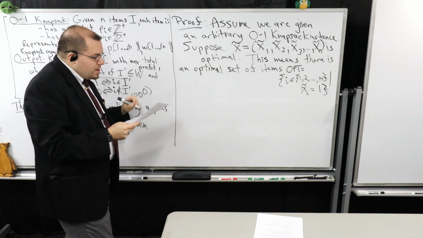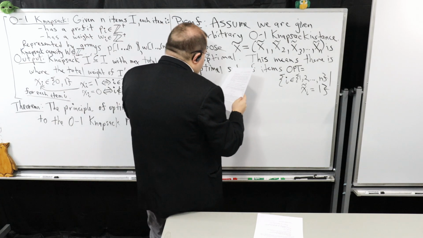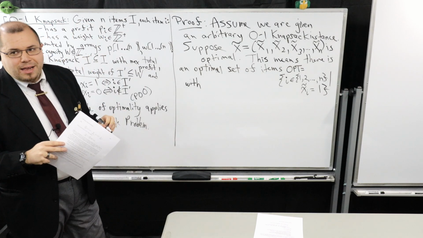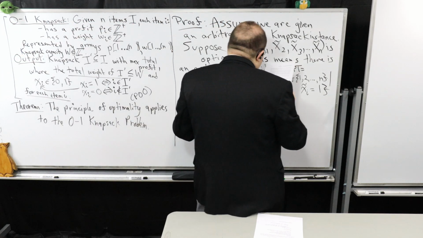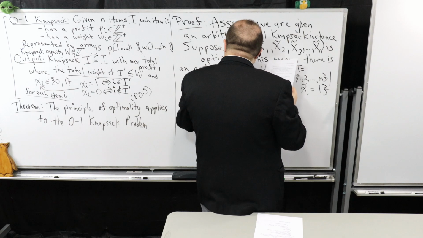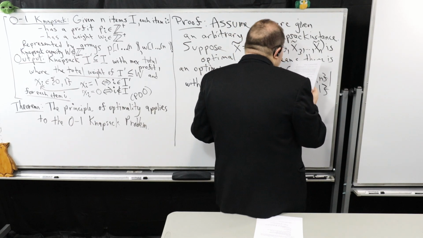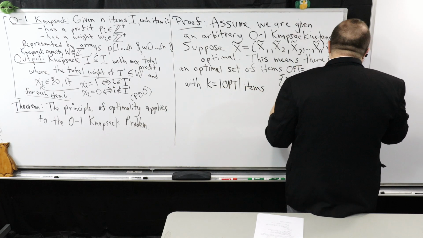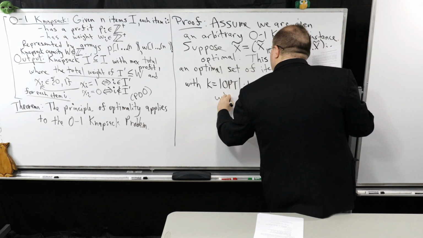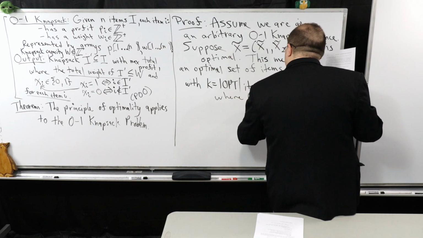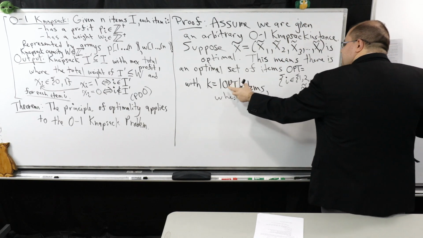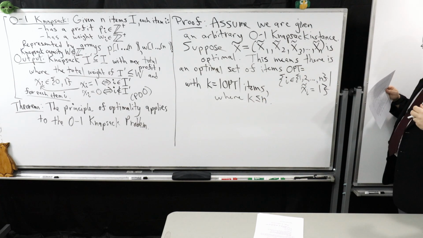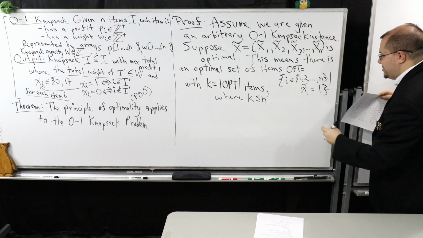So what is this going to be? I'm going to call the number of items in this set k, with k items, where k is less than or equal to n. I'm using these bars to denote the size of this set, the cardinality of the set. Just think of it as the number of items sitting in here.